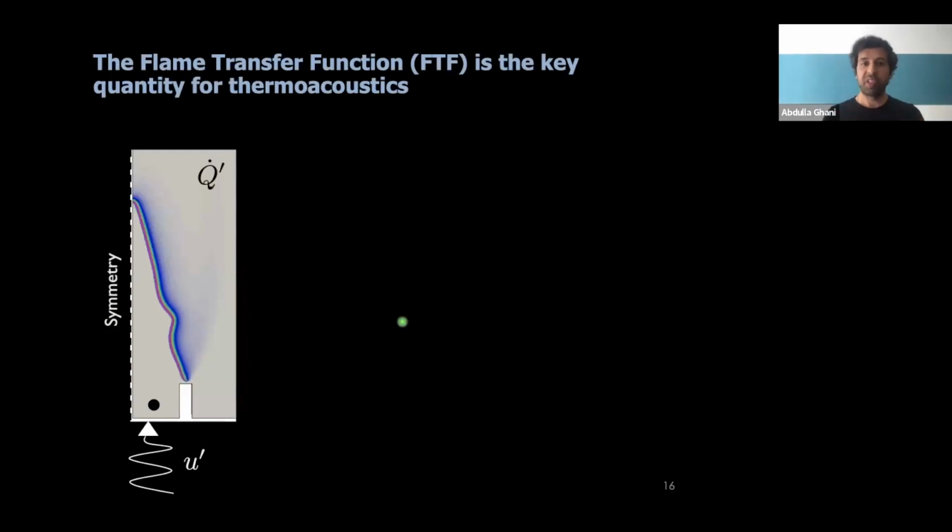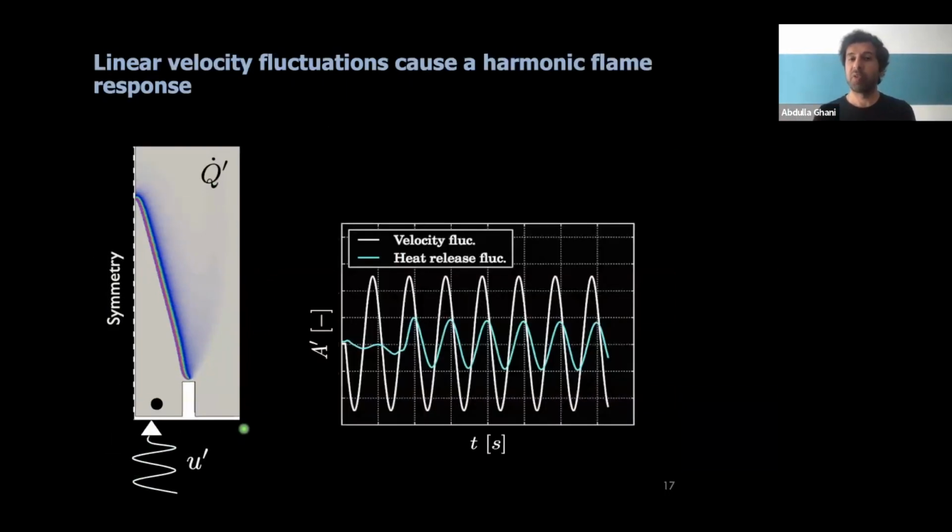If I recapitulate again, we have acoustic waves, they enter the domain, they excite the flame. So the heat release rate fluctuations, I can integrate that over the domain here. And then I have 2 signals which evolve in time. I'm using here very low velocity fluctuations to stay in a linear regime, so that these signals are harmonic. So you see that there are smooth sinusoidal waves. The white one is the velocity fluctuation, and this bluish one are the heat release rate fluctuations.